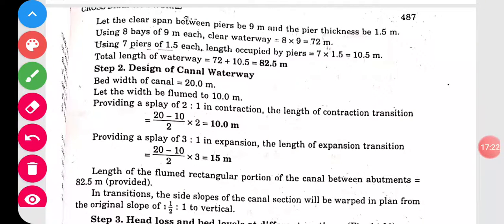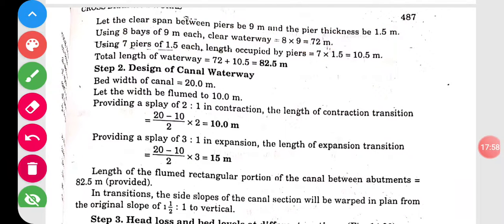Here, let the clear span between the piers be 9 meter and the pier thickness be 1.5 meter. These are assumptions you have to assume here. Whatever the problem may come, you assume the same thing: 9 meter or 10 meter, at the most 9 meter, minimum 8 meter, maximum 10 meter. Within this range you go on assuming that. It is always good. And using 8 bays of 9 meter each, the clear waterway comes to 72 meter.